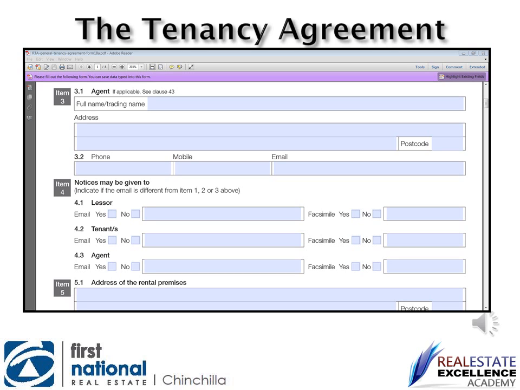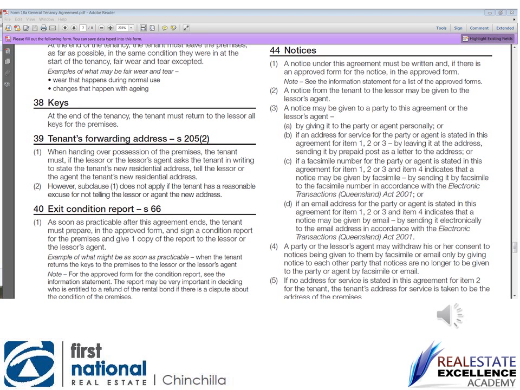Before we proceed any further, let's discuss the meaning of notices as per the terms in the contract. Standard Term 44 of the contract sets out the meaning of notices and further explanation. Subsection 1 states a notice under this agreement must be written, and if there is an approved form for the notice, it must be in the approved form. All communication and notices throughout this agreement must be in writing. We'll discuss further about maintenance matters shortly.